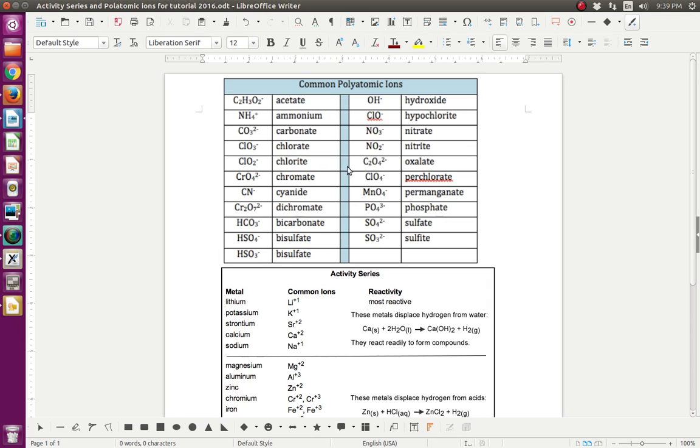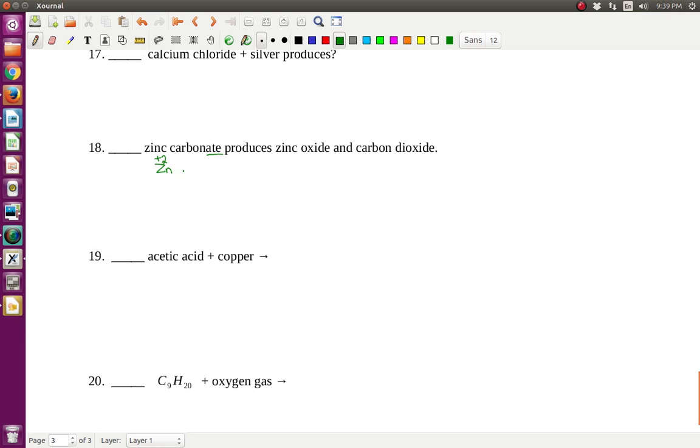Okay, carbonate. If you look at carbonate, CO3. Now this sheet is different than what you have. Yours, you have a lot more, and they're in alphabetical order. But CO3 2-, that is the carbonate ion. So I'm going to write CO3, and it's a 2-. Notice they already cancel each other out, so there's no swapping and dropping necessary. Zinc carbonate, what does it produce? It produces zinc oxide. Zinc's a +2 and oxygen is a -2. They cancel each other out already. And carbon dioxide, CO2.